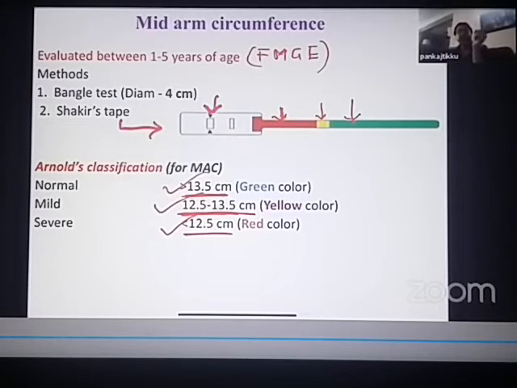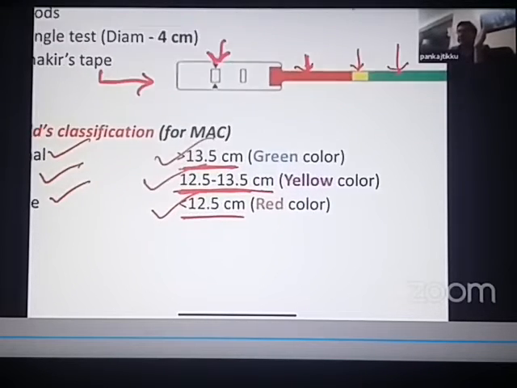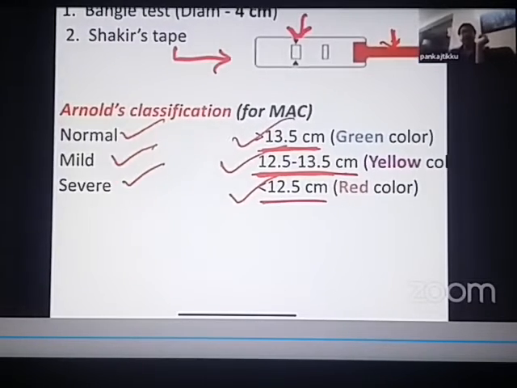So if the mid-arm circumference is less than 12.5 centimeter, the child will be called as severely malnourished, severe malnutrition. If the child's mid-arm circumference is between 12.5 to 13.5 centimeter, the child will be called as mildly malnourished, mild malnutrition. And if the child's mid-arm circumference is more than 13.5 centimeter, irrespective of the age, between 1 to 5 years, which is the time when we use mid-arm circumference for growth assessment, any child who has a mid-arm circumference of more than 13.5 centimeters will be considered as a normal child.